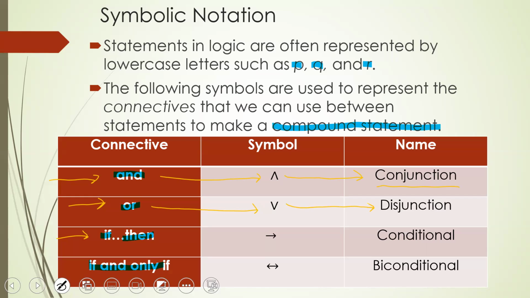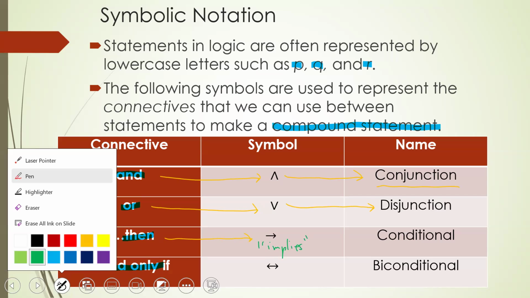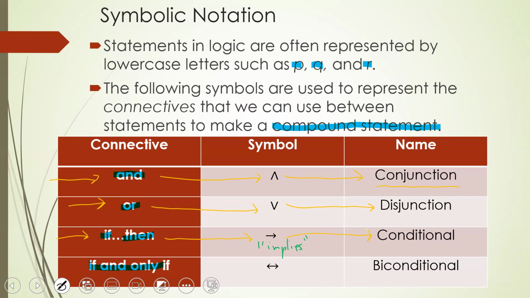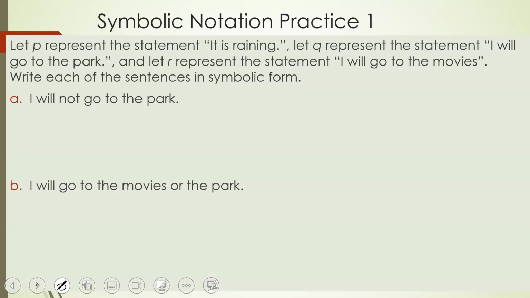And finally, the if-then, to represent that symbolically, we use an arrow, which sometimes when you read this arrow, another way of saying if-then is the word implies. So we could think of the arrow as meaning implies. And the name for a statement of that type is a conditional statement. And that's because kind of what an if-then statement does is it divides the statement into two parts. One is conditional on the other. So let's look at some examples of how this all relates to these different types of statements, and how we can represent them symbolically.